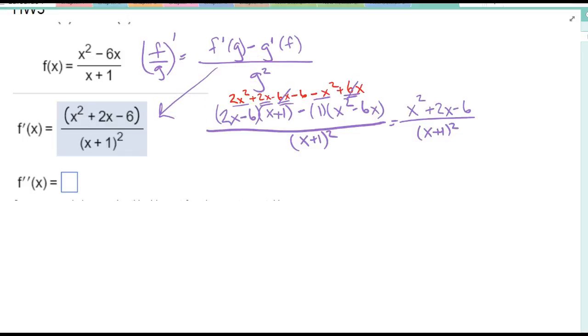And you can kind of see the algebra, the derivative of the top, hold the bottom, minus the derivative of the bottom, hold the top, over the bottom squared. Simplifying, you get this function. Now we do the same thing for the second derivative.